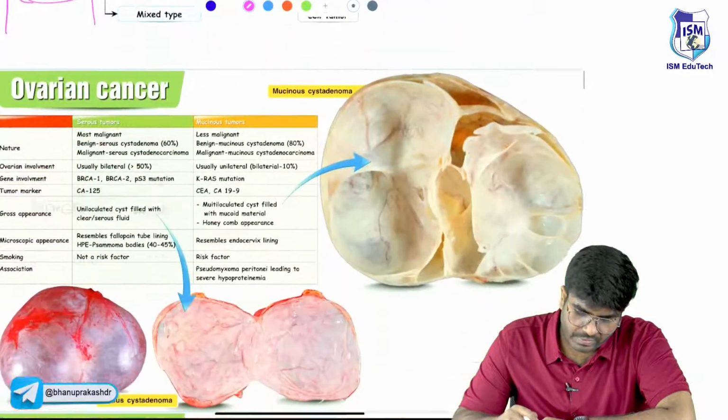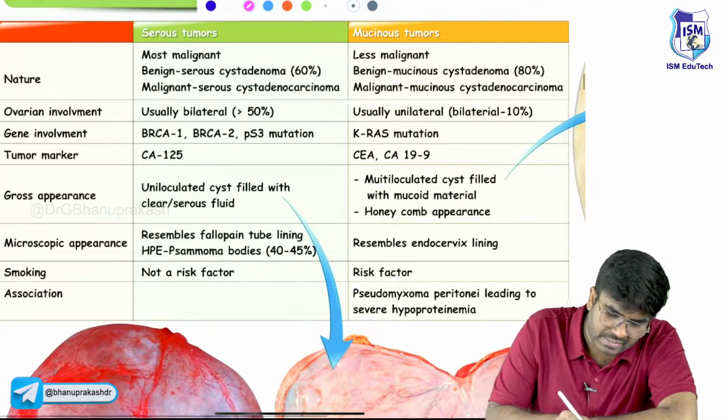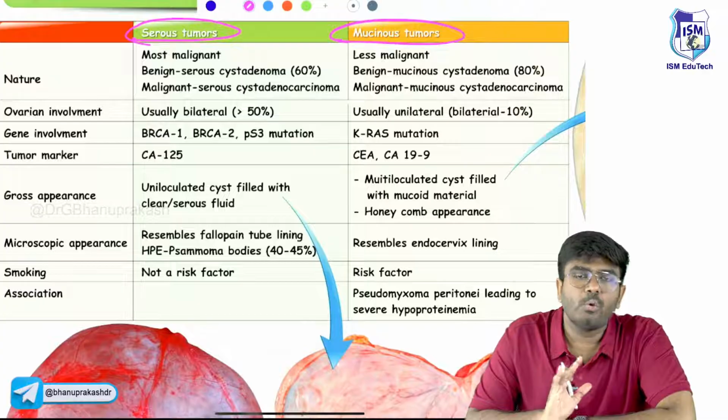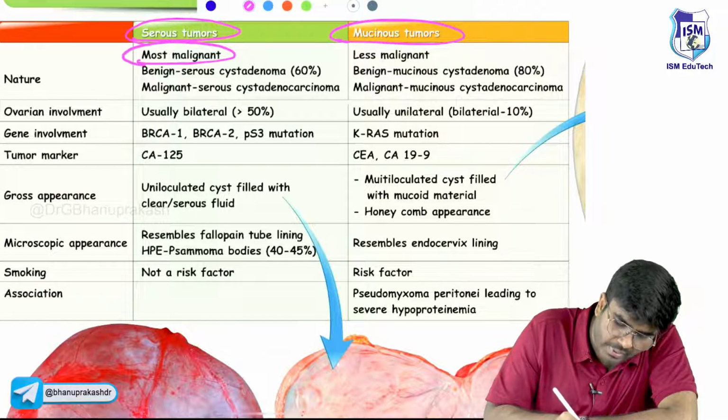Okay, so look here. The epithelial ovarian tumors, the first type which I am going to discuss is the serous tumors, and mucinous tumors. Serous and mucinous tumors, who is more dangerous? Serous tumors are more dangerous. So these are the most malignant.